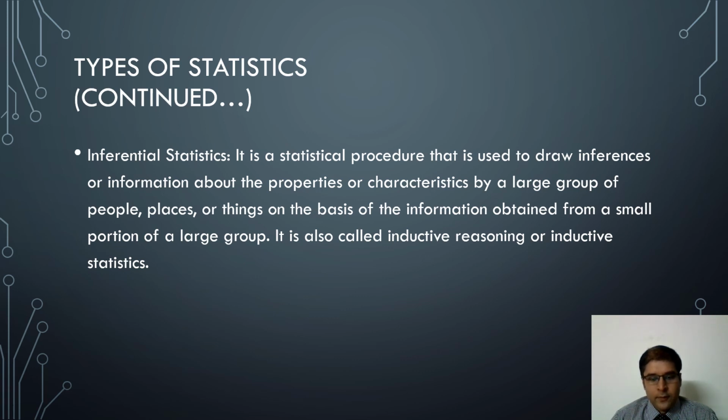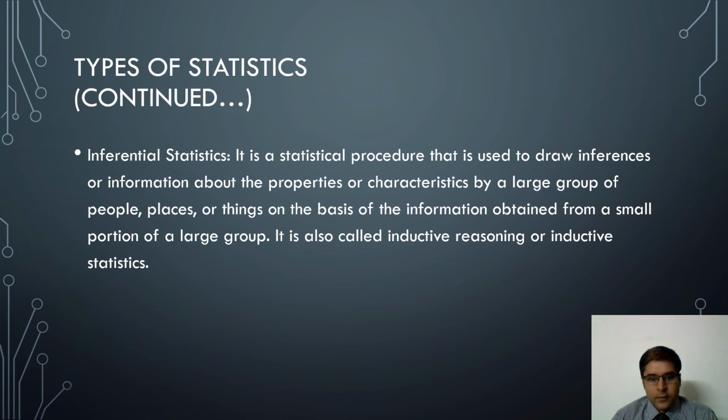So basically, if we have a superset of data, we can take a small set or subset of that data, analyze it, and make interpretations or inferences based on that subset and apply them to the whole group or superset. So basically we make inferences about the population or superset based on a small subset, and this is also known as inductive reasoning or inductive statistics.